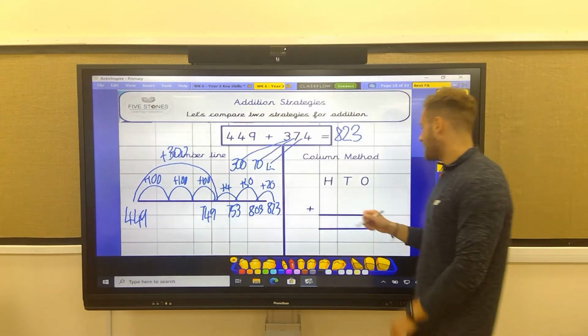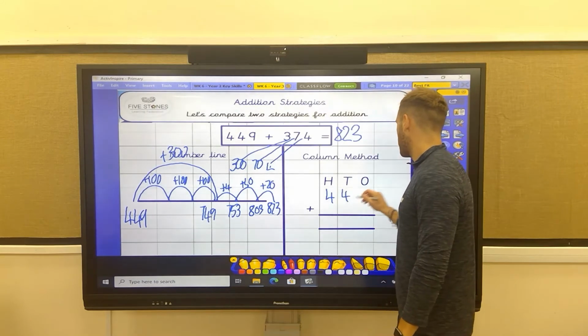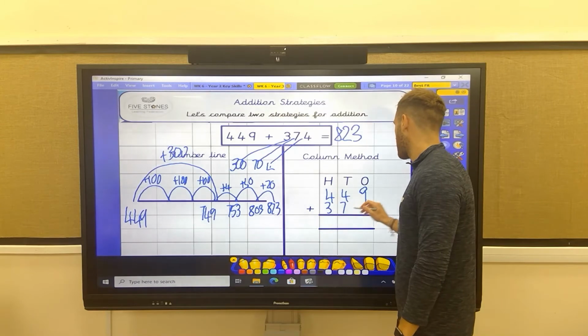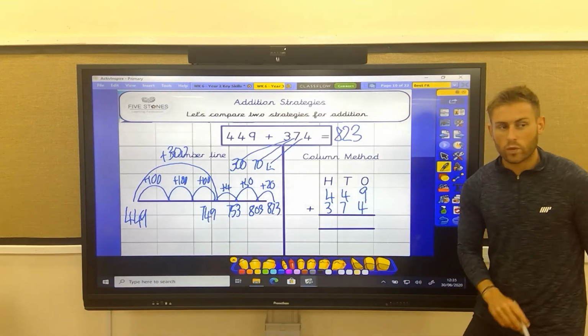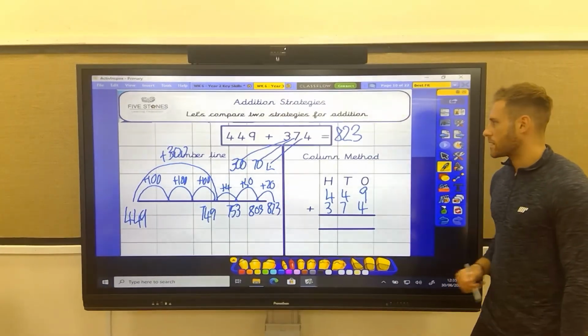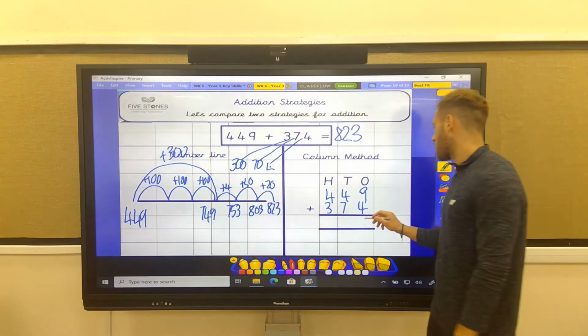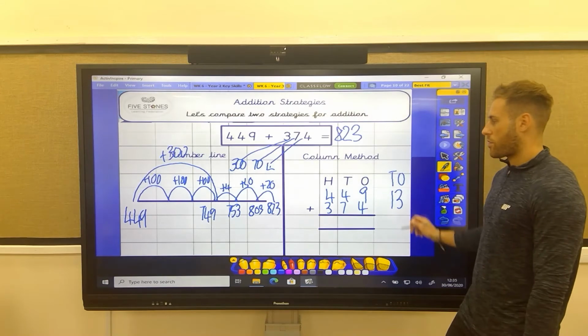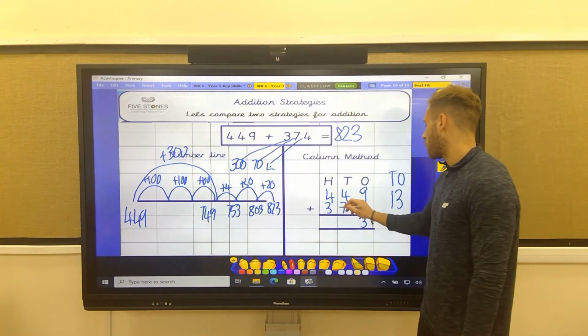Right, we're back in. So we've got 449. Oh, and we've got 374. Think carefully about your place value. We start with our ones, 9 and 4. That leaves us with 13. Yeah, which we know is 3 ones and 1 10.